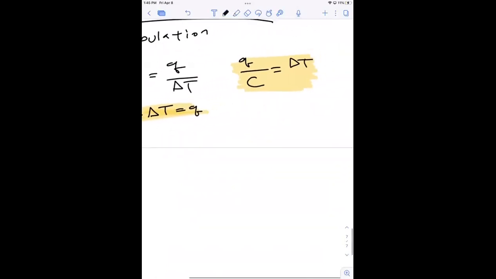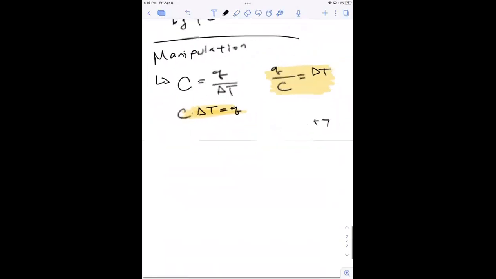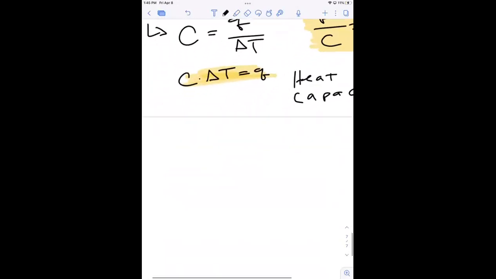So this is heat capacity. And then how do I manipulate specific heat capacity?